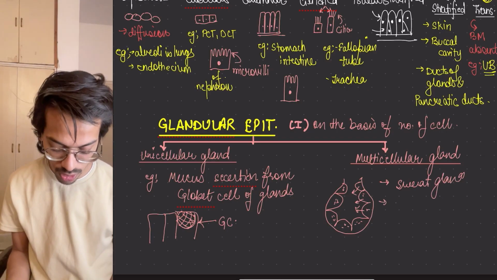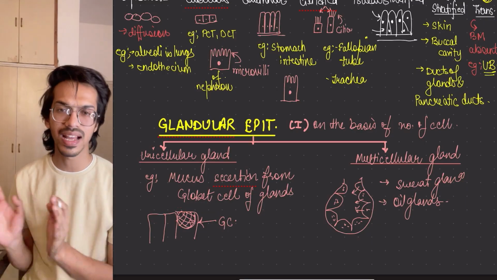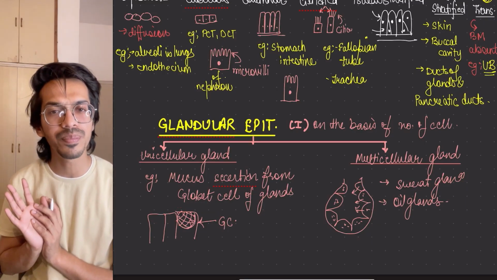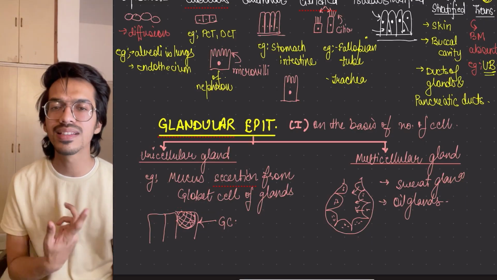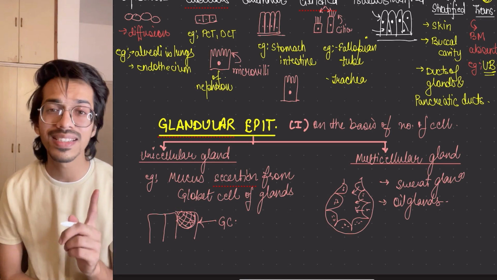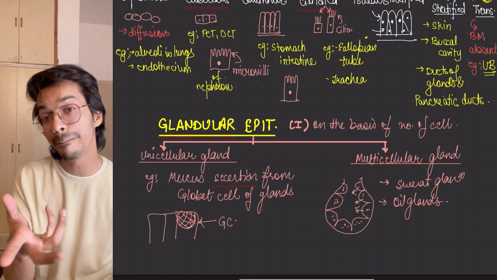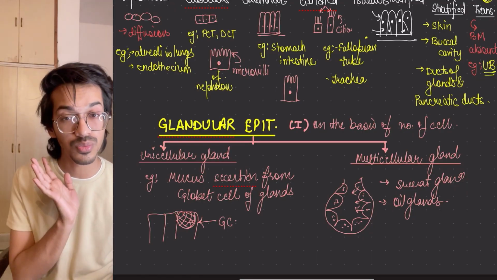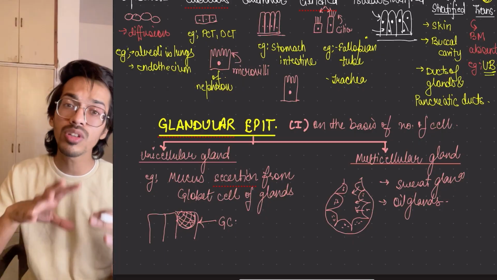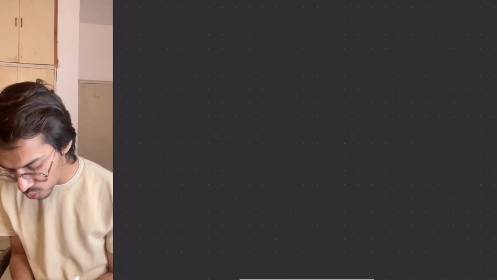So sweat gland, oil glands, these are the examples of it. All the other glands, goblet cell is one example, which secretes mucus. All the other glands are examples of multicellular gland. This is also one of the important points. The only example of unicellular is what? Goblet cell. Now this is on the basis of the number of cells present, single cell or multiple cells working. There's one more division on the basis of how they are working. That is the second division of glandular epithelium.